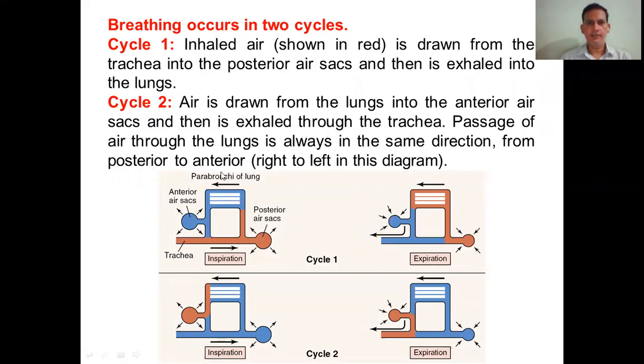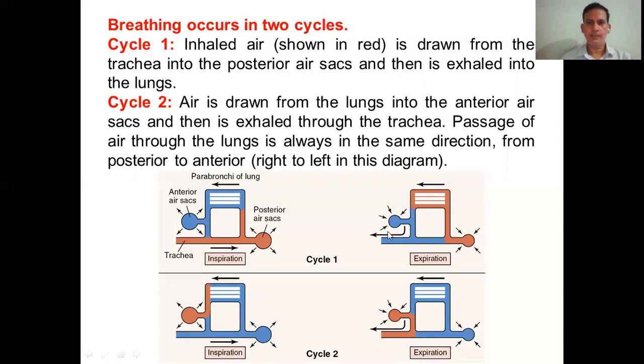So let's imagine this is a pictorial representation of the respiratory system of the birds. The fresh air, or the air which is rich in oxygen from outside, is taken up by the trachea. From the trachea, it goes to the posterior sacs. Now these posterior sacs are kind of collapsed a little bit. Their contraction leads to the movement to the para-bronchi part of the lungs. Now from this para-bronchi part, this is kind of part of the first cycle.